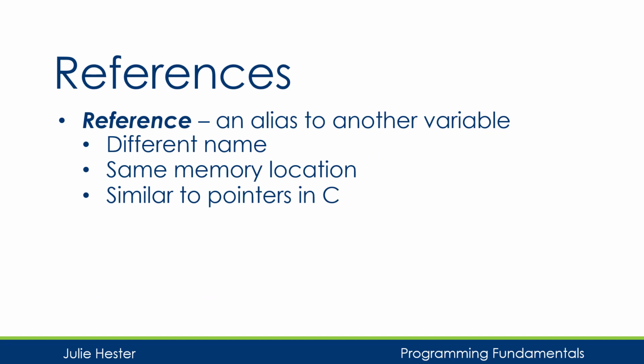Now sometimes we'll use references because we want an alias to another variable. So we'll have a different name from the original name, but we're still referencing the same memory location. This is similar to using pointers in C, but it's much easier to use than pointers in C. And when we want to define a reference variable, we indicate that it's a reference variable with the ampersand.